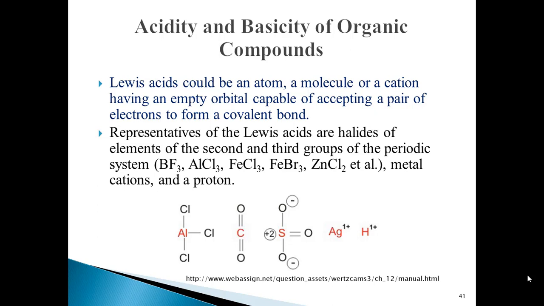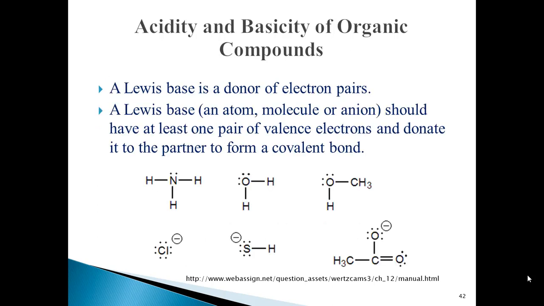Lewis acids could be an atom, a molecule, or a cation having a vacant orbital, capable of accepting a pair of electrons to form a covalent bond. Representatives of the Lewis acids are halides of elements of the second and third groups of the periodic system, metal cations, and a proton. Lewis acids participate as electrophilic reagents in heterolytic reactions. Lewis acids are acceptors of pairs of electrons. A Lewis base is a donor of electron pairs.